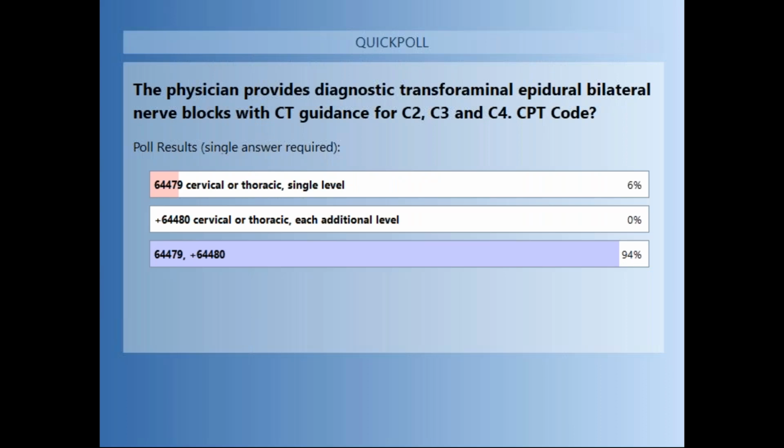Okay, Shay, we've got 94%. So pretty much the overwhelming majority is saying it's 64479 and 64480. But we do have just a couple of people who are saying, I think it's 64479. Okay, great job, guys. It is 64479, and then we have the add-on code of 64480. So C is correct. C2 to C3 is going to be our first level, and then C3 to C4 is an additional level. So that's how we get the 64479 with the add-on code 64480. So good job.